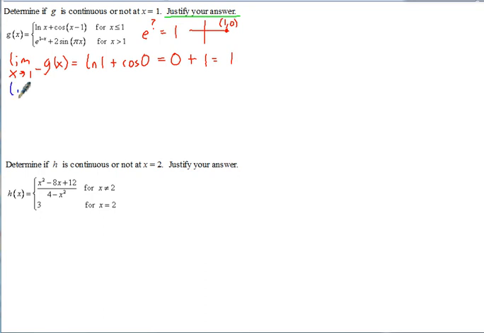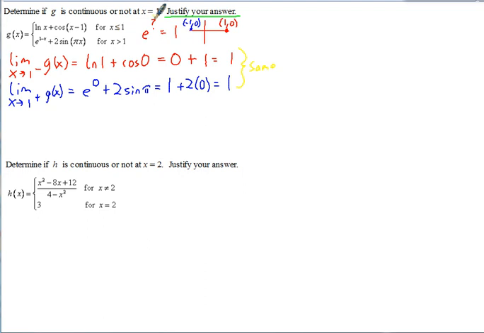Now let's find the limit as x approaches 1 from the right. As x approaches 1 from the right, we'd have e to the 1 minus 1, which is 0, plus 2 times the sine. When you substitute 1 for x there, it just becomes the sine of pi. So e to the 0 is 1, plus 2 times sine of pi, right over here. Remember, sine is the y coordinate, so that's 2 times 0, which gives you 0, plus 1 is 1. So notice the left-hand and right-hand limits are the same, and one of them has the equal to, so that makes g continuous at x equals 1.